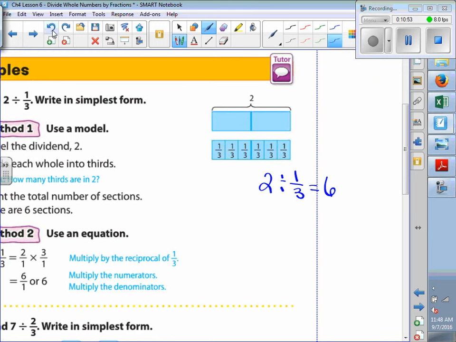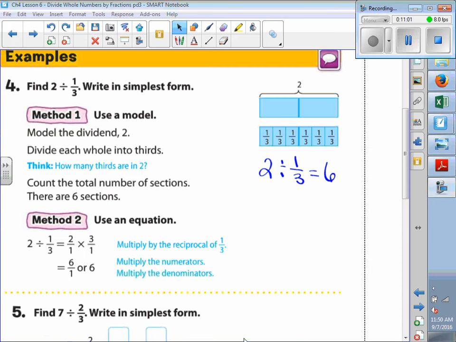So the second method is to use the equation. Okay? So here again we have 2 divided by 1/3. Now, we know that 2 divided by 1/3, we already looked at the picture and we said it's going to be 6 equal parts, right? So, if I'm using my rule here with 2 divided by 1/3, we're going to multiply by the reciprocal, right? That means that the division is going to become what? Multiplication. Right? The division is going to become multiplication.